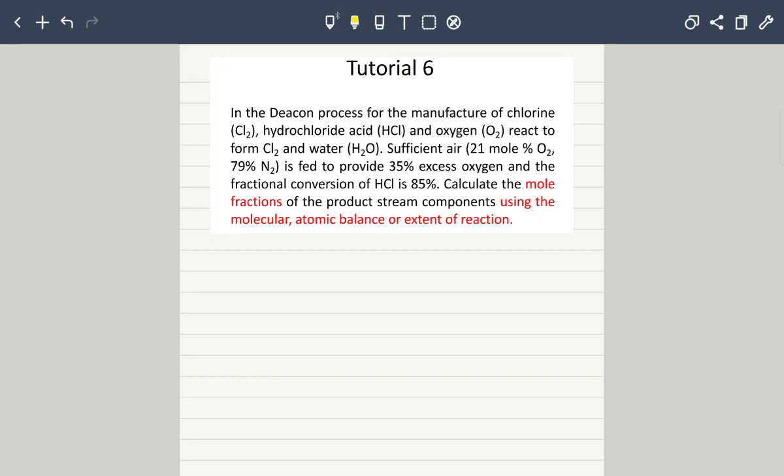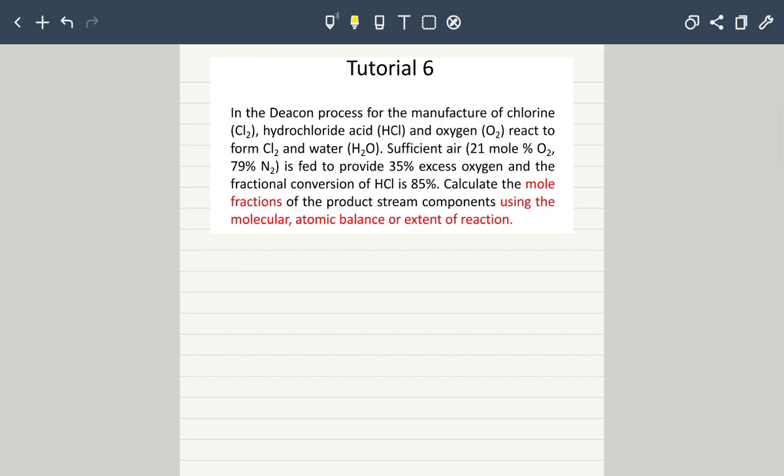Today is chapter 2 from last week, which is Dr. Halimatun's slides on stoichiometry. And tutorial 6 is the last tutorial before we go into chemical equilibrium. Okay, so we start. I will use the extent of reaction first, then a video for atomic balance, and lastly molecular balance. I will do the easiest one first until the hardest one. Okay, so we can start.